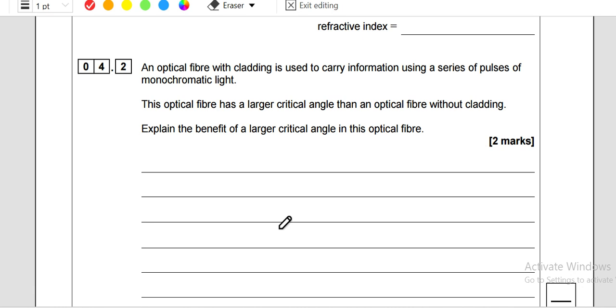So a fiber with a large critical angle means that there are fewer total internal reflections, and this means fewer paths for total internal reflection, which means that modal dispersion decreases and pulse broadening therefore decreases.